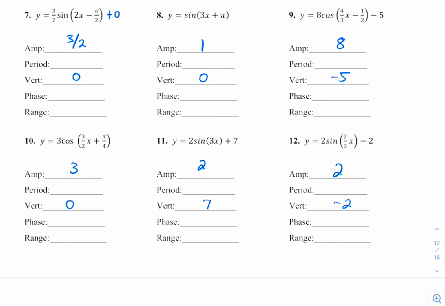And then once I have my amplitude and my vertical shift, I can write the range. So it's our k value minus amplitude, k value plus the amplitude. And we can use decimals instead of fractions as long as they are nice decimals.